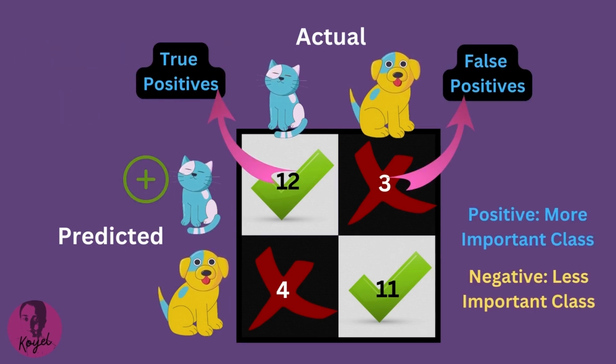To understand the terminologies regarding confusion matrix, you need to determine which class is more important for your analysis. That class would be your positive class. In this example, the determination of positive class is kind of subjective. As a cat lover, I wish to take cat to be the more important class, hence positive. If you prefer dogs, you can change this accordingly.